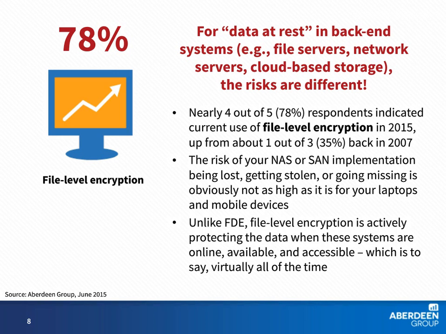So the file-level encryption, unlike full disk, has also got a wonderful benefit for the back end. It's actively protecting the data, even when these systems are online, available, and accessible, which is to say virtually all the time. In other words, if these systems are online, full disk encryption makes the data available to you, but file-level encryption would still have that protection in place. So that's another explanation of the data that we see. And these are the things that I've been writing about for some time.